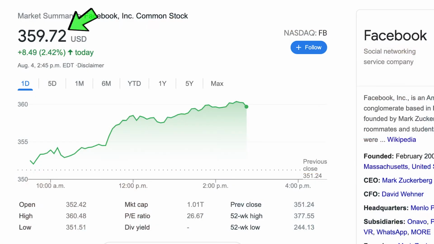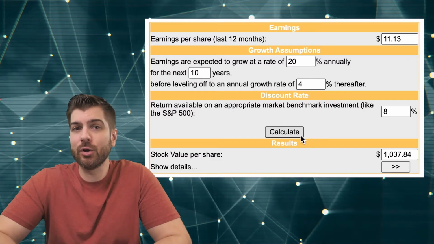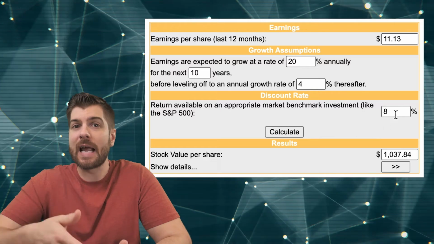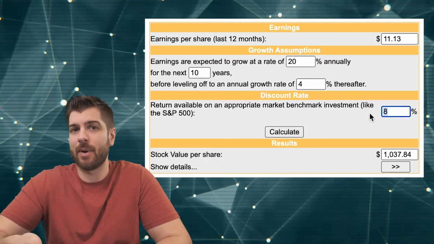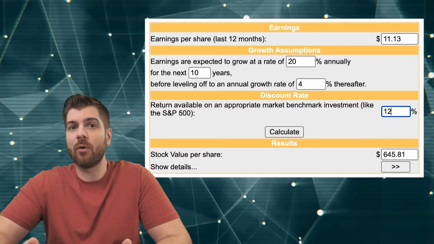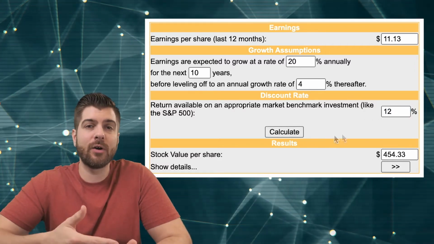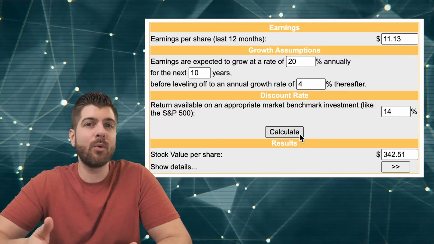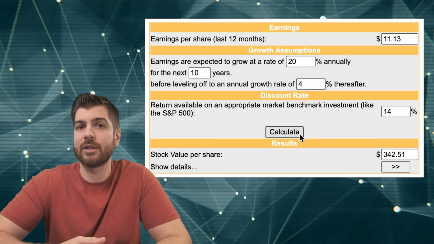And when we look at what Facebook shares are trading for right now, it would appear as though Facebook is pretty undervalued. But before we come to that conclusion, let's look at our calculator again, and we'll go back to that discount rate field. We've entered 8%, and so let's change that for a minute. Entering a 10% discount rate lowers our value per share. Entering a 12% discount rate again lowers our value per share. And if we change it to a 14% discount rate, it puts our value a lot more in line with what Facebook stock is currently trading at.